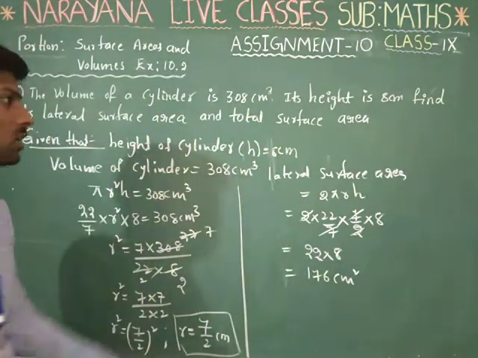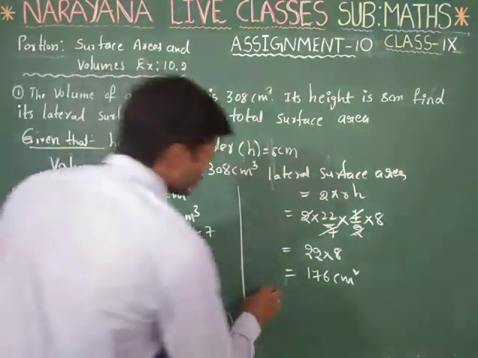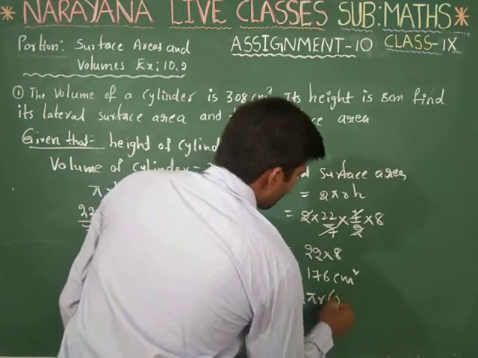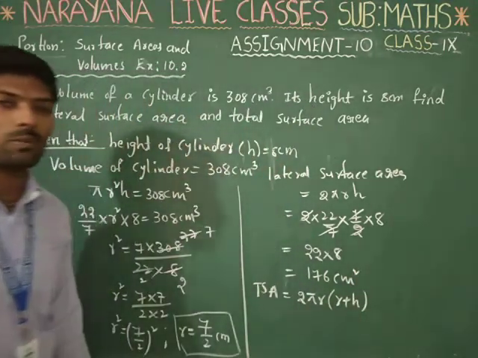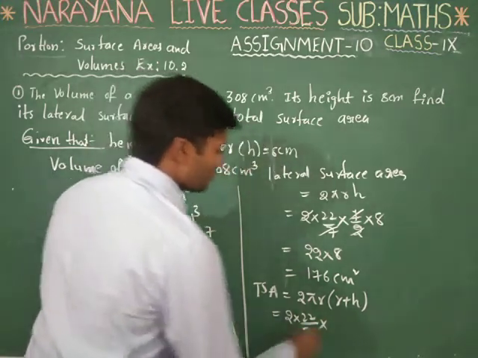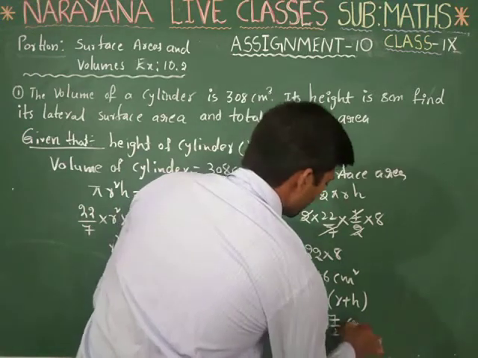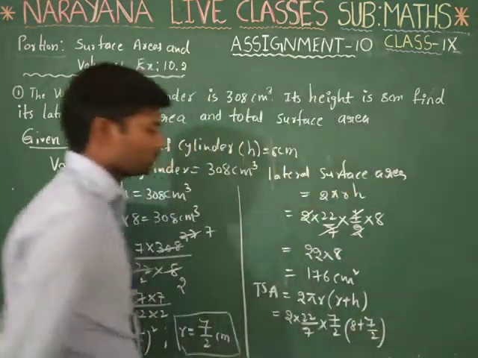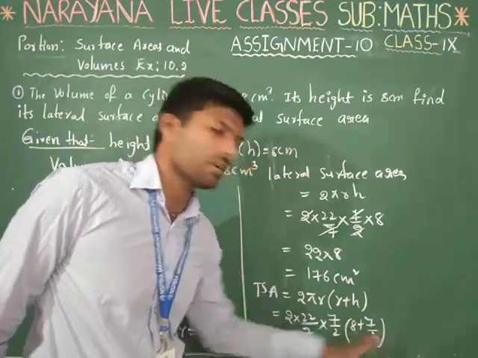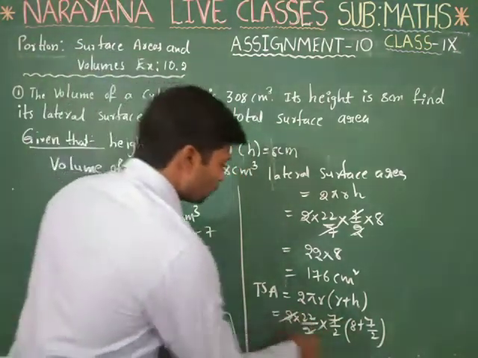After that, next we have to find the TSA, total surface area. TSA is given by the formula 2 pi r into r plus h. Here 2 into pi is 22 by 7, into the radius of the cylinder 7 by 2, into r plus h, which is 7 by 2 plus 8. The height of the cylinder is 8 and the radius of the cylinder is 7 by 2. Is there any cancellation here? 7 will get cancelled and 2 will get cancelled.